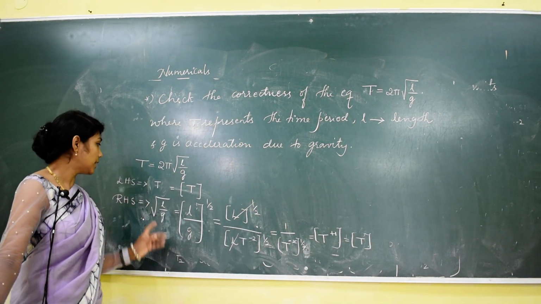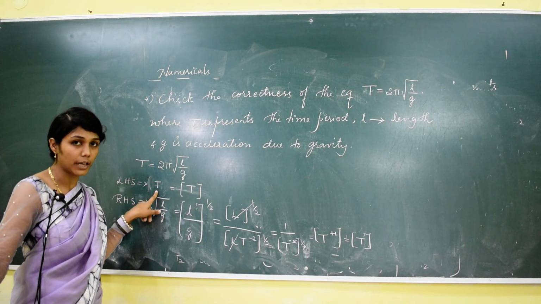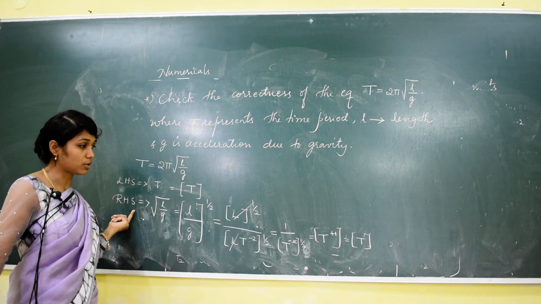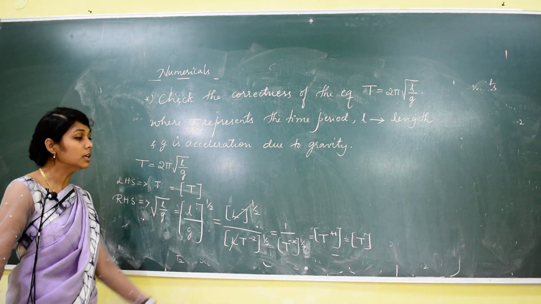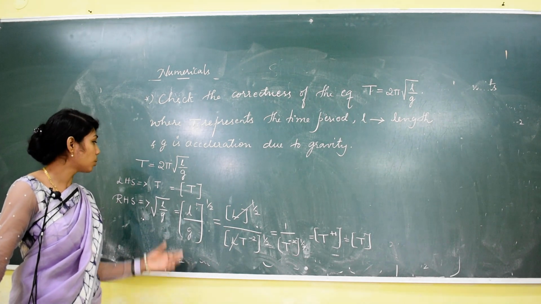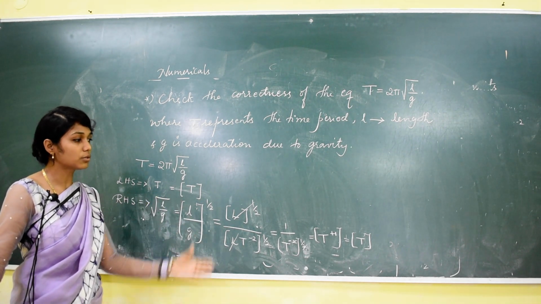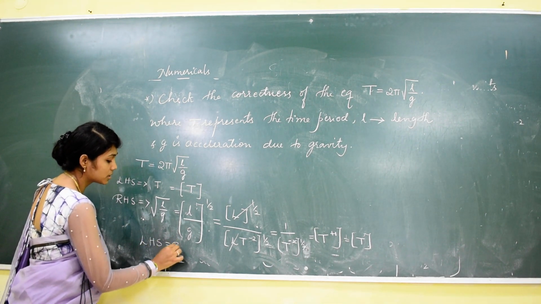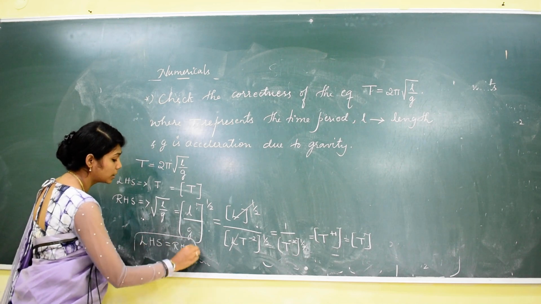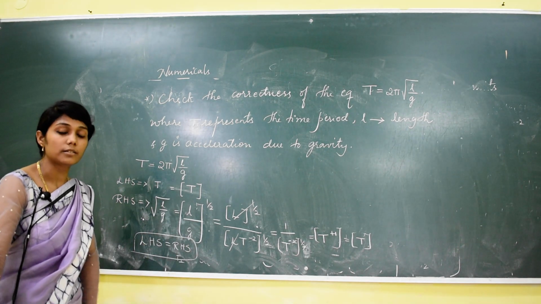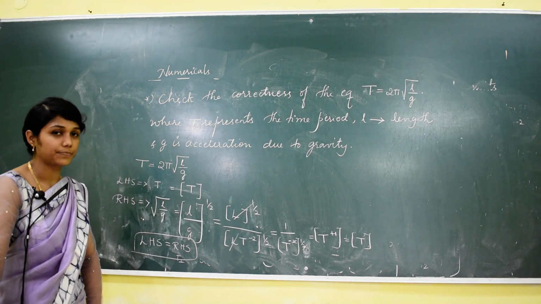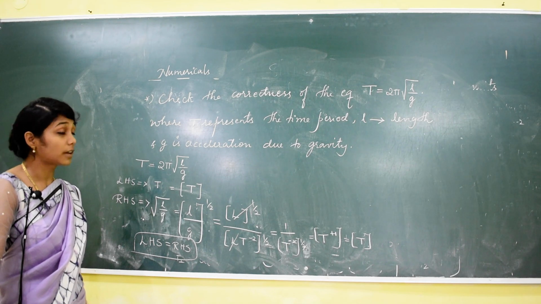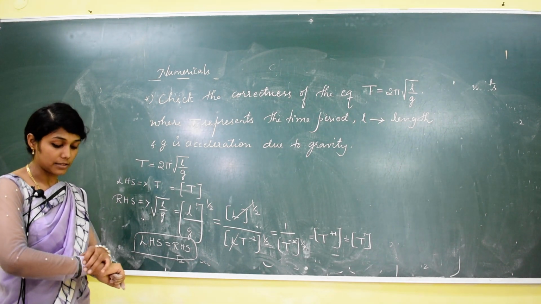See the LHS: the left hand side has only the time period, which has the dimension capital T, and for the right hand side of the equation I also got the same dimensional formula, capital T itself. So the left hand side of the equation is equal to the right hand side of the equation. So the given equation is dimensionally correct. Here I have to write one sentence that the given equation is dimensionally correct. This is the numerical on the second application of dimensional analysis.